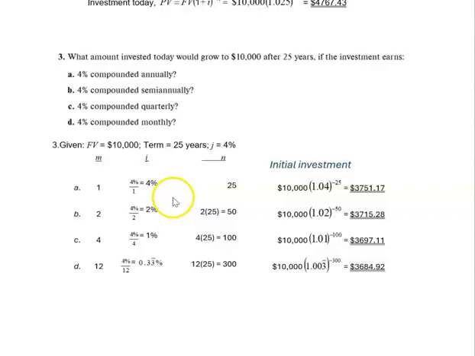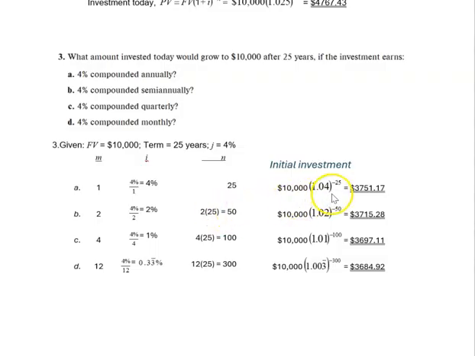So by now, I'm sure everybody is confident in figuring out your periodic interest rate, which is your annual or nominal interest rate divided by the number of compounding periods in a given year, and that your N is the number of years multiplied by your M, which is the number of times it's being compounded in a year.